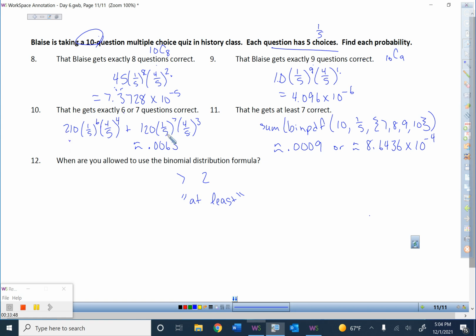First one or second one, you split them up. Here's the 6, here's the 7, and add them together. You can type that whole thing in your calculator in one go after you've set them up. The at least is where you get to use the shortcut that we just talked about. There are 2 ways to answer this. Let me talk about all of these weird problems.